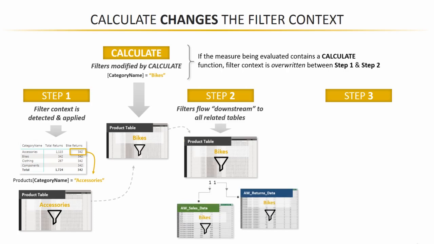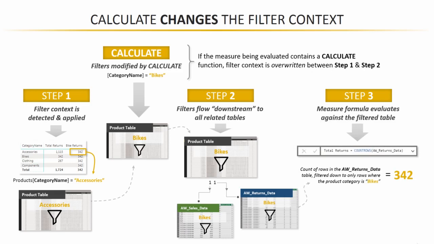So now the filter context is for product rows where the category equals bikes, and that context passes to any downstream connected data tables, and from there, the measure is evaluated.